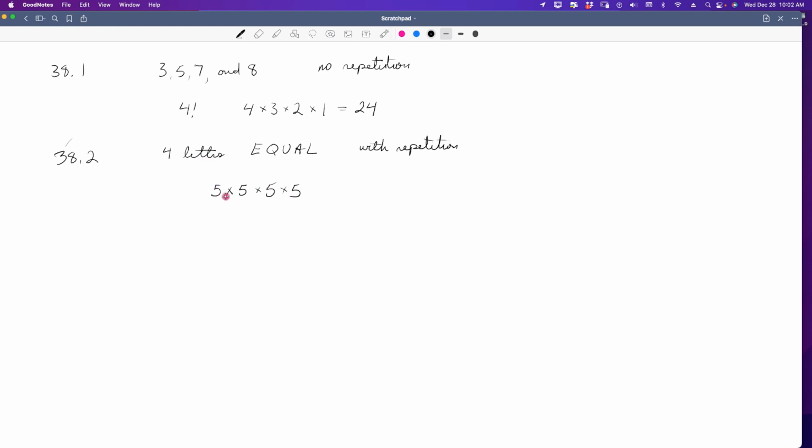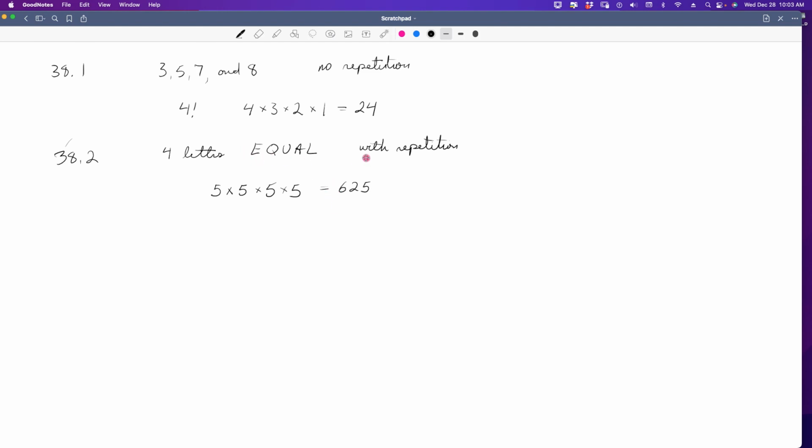4-letter sign, so that's 4 letters, and we're going to allow repetition. So we could use this one 5 times, or this one 5 times, however many times we want to use it in each of the positions. We could double them up. It doesn't matter. And then this is going to be 625, and this is the fundamental counting principle, the FCP.